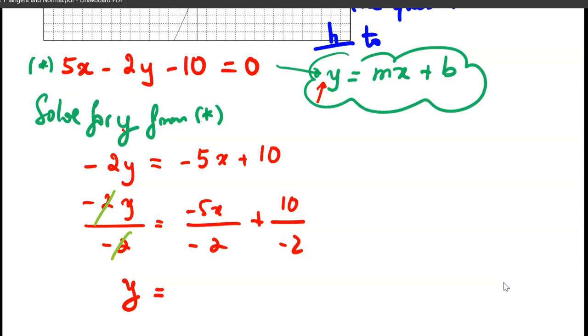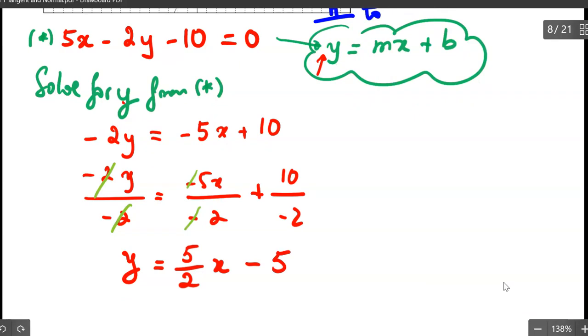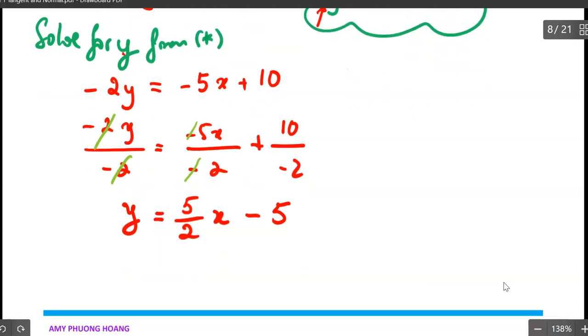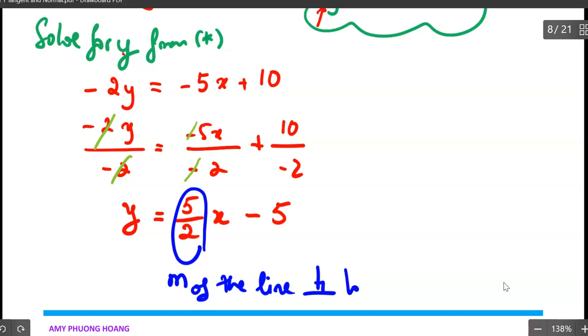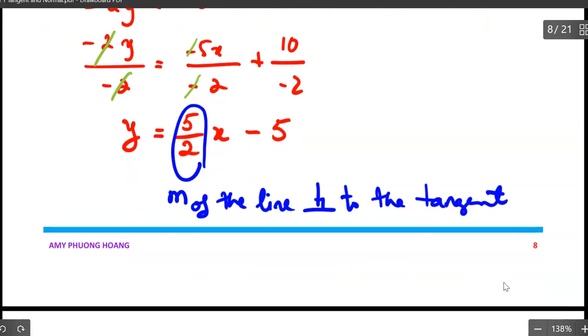Alright, so 5x divided by minus 2, you can see that this negative cancels out, and I want to write it like this, 5 over 2x. And then this one is negative 5. So this 5 over 2x, the coefficient in front of this term will be m, the m of the line perpendicular to the tangent, right? So this is the slope of the line perpendicular to the tangent.